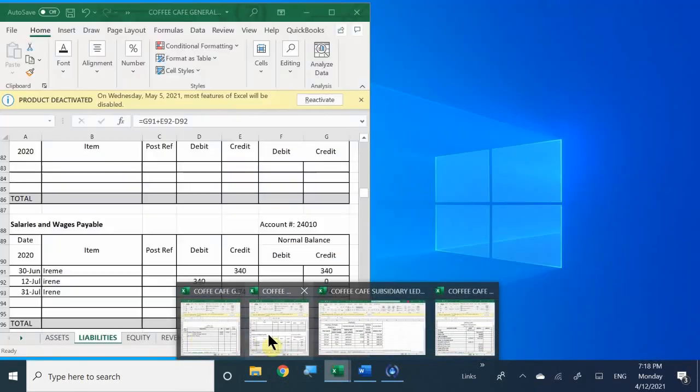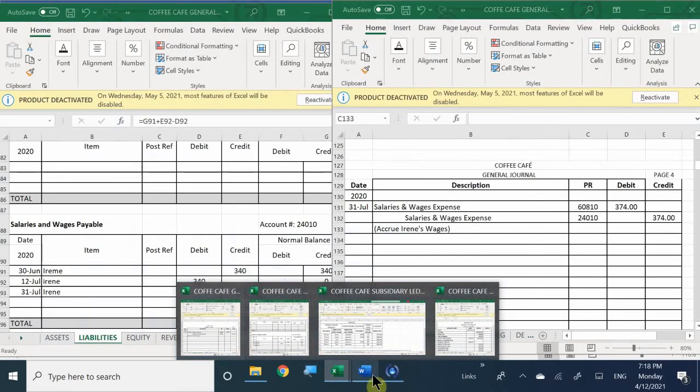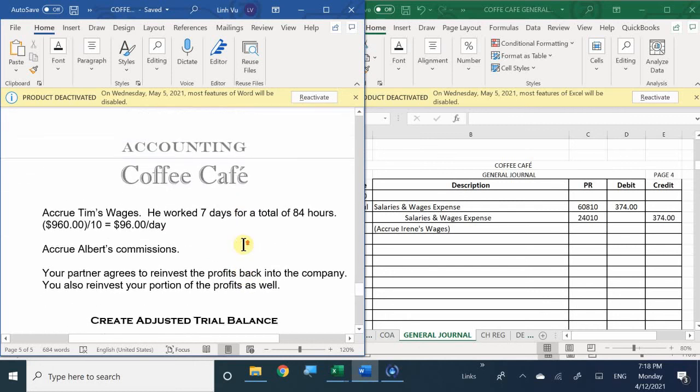All right, so now we have computed Irene's wages. Now we have to do 2 more. We have to now accrue for Tim's wages. So I've mentioned before in class, Tim is someone that we hired in July. He's a barista, and we hired him as a salary person.